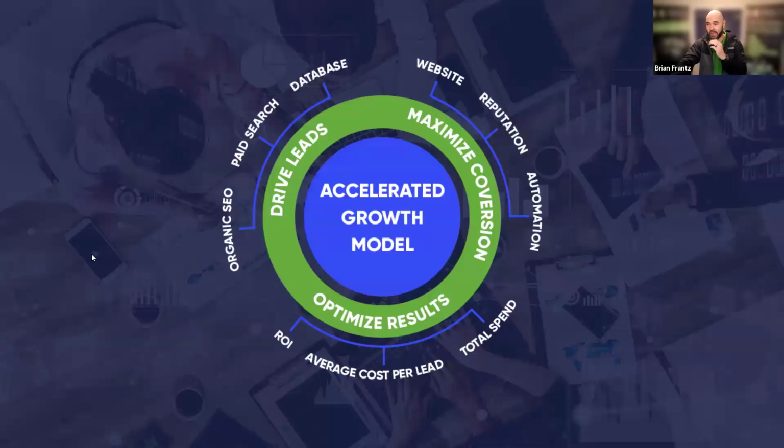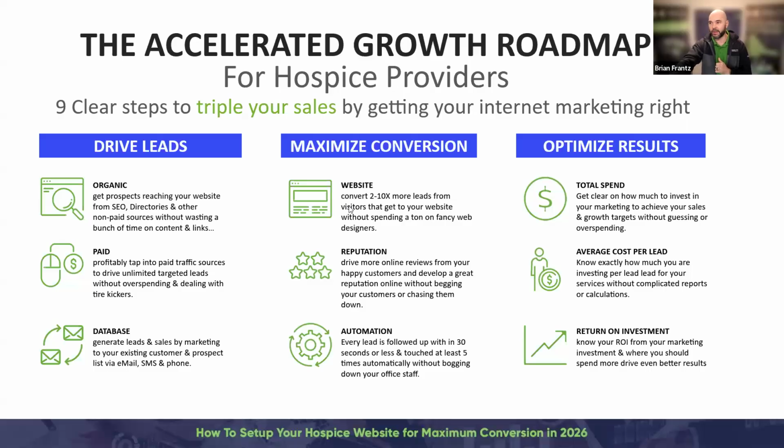So this is all part of our accelerated growth model. A few things we have to solve for here with internet marketing, right? We have to get leads, we have to maximize the conversion of those leads, and we have to optimize the results. So today we're looking at the maximize conversion area, right? And all about the website for today, okay?